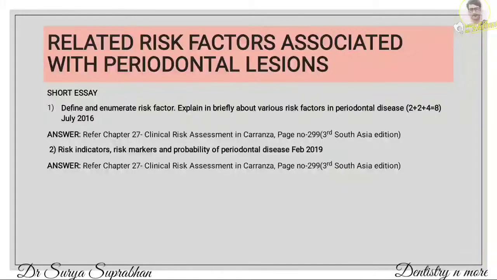Then moving on to the next question, that is risk indicators, risk markers and probability of periodontal disease. For this also you have to refer to the same chapter. You have to list what the risk indicators are and what elements come under risk indicators, such as HIV, osteoporosis and infrequent dental visits. And then coming to risk markers, you have to write which elements come under risk markers, that is the previous history of periodontal disease and bleeding on probing, and then 2 to 3 lines about each of them.